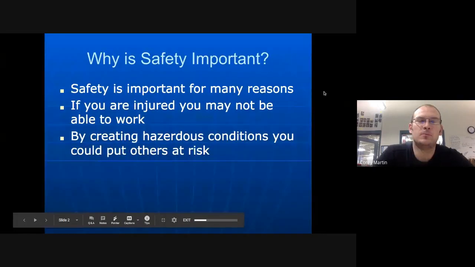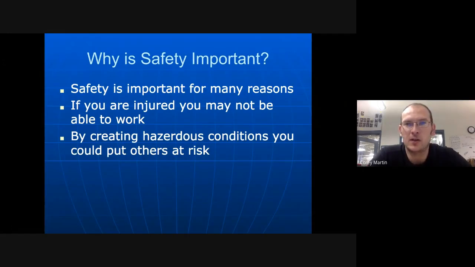Okay, why is safety important? There's a number of reasons why safety is important. Obviously, safety is important because you don't want to get injured. Even the smallest injury can result in serious problems later on down the road. If you are injured, you may not be able to work.